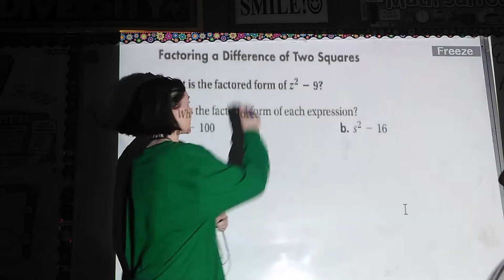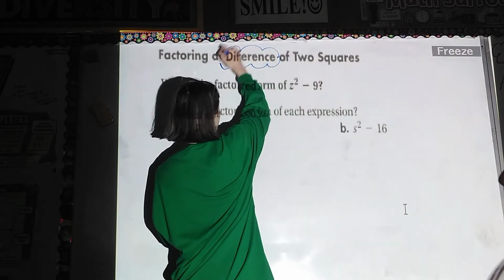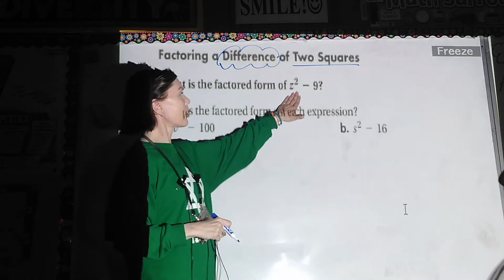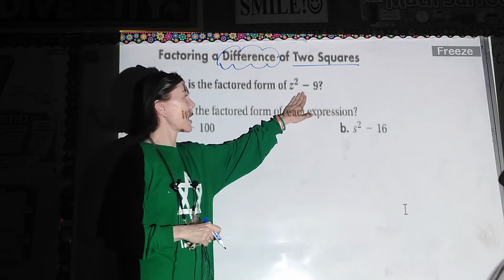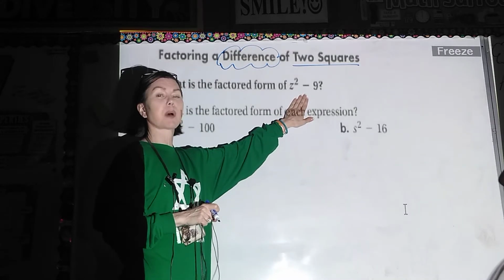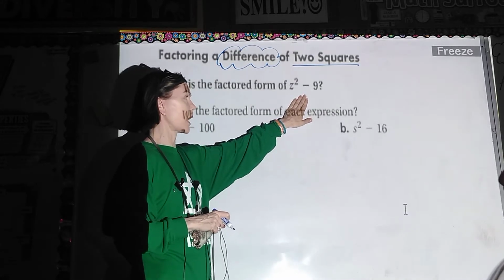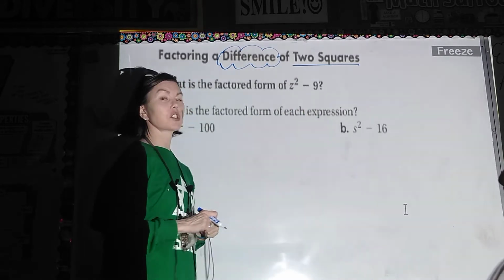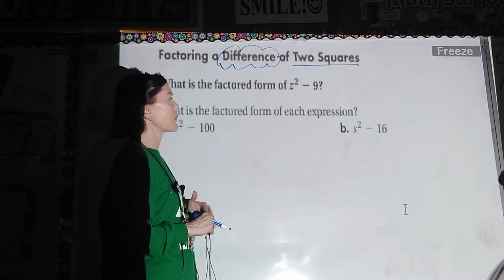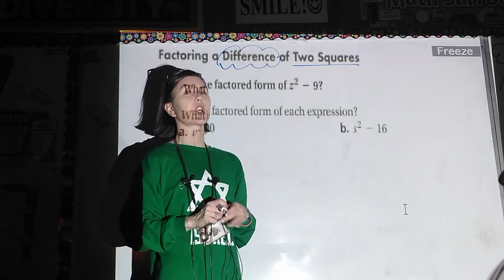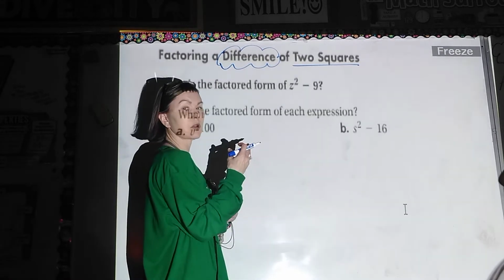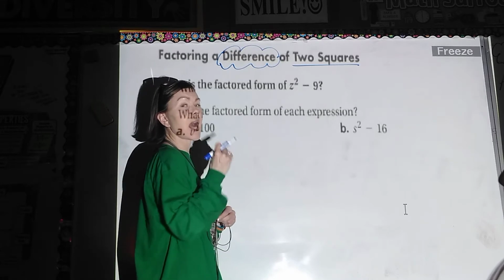So let's look at these words. Difference of two perfect squares. So here we have z squared minus 9. What is the factored form of this binomial? Z squared minus 9. Well, we just talked about what a perfect square is, but we do need to talk about what a perfect square is for a variable. Perfect squares for variables always have even exponents.